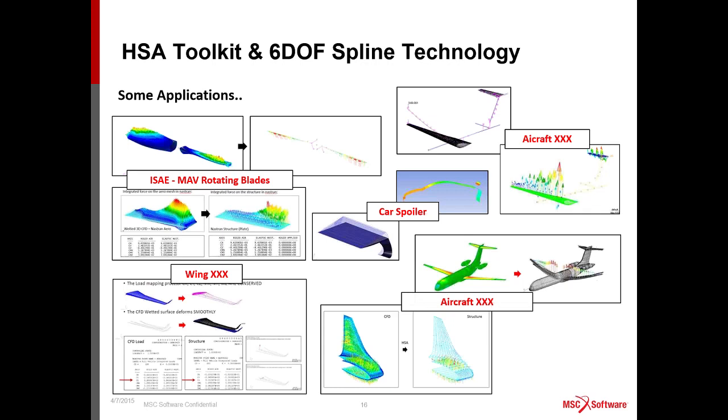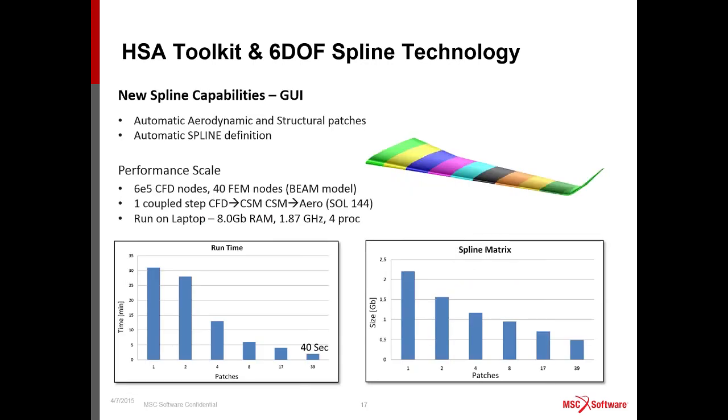This is, for example, a nonlinear car spoiler, in which we use solution 400 to get displacement and then to deform the CFD code. I want to spend some time to explain something very interesting in terms of performance when we use the HSA Toolkit. Here, for example, is a case in which we performed a solution 144. We have an aerodynamic model of about 60,000 CFD grids and 40 structural grids.